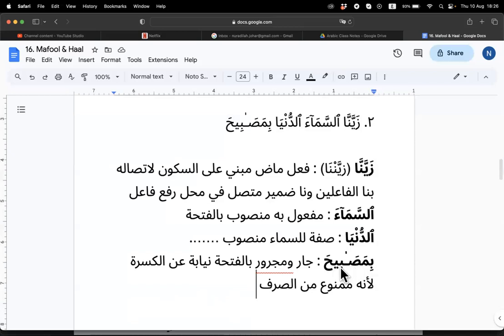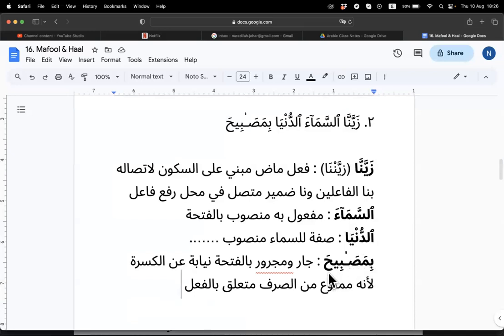So what do we say about Jar Majrur? It is mutaalliq bil fi'il. Where's the fi'il here? The fi'il is zayyanna. Can you try to translate this? Zayyana is to beautify. So we beautified the lowest sky, the lower sky.